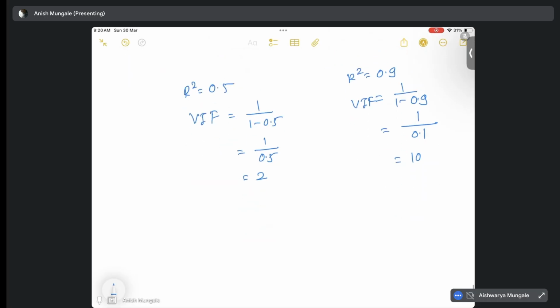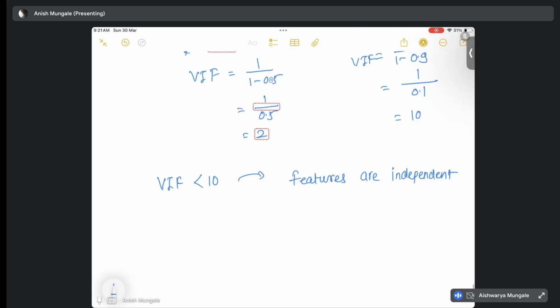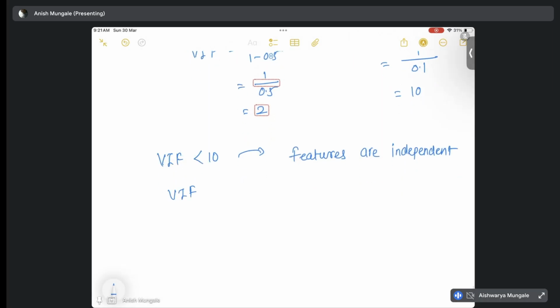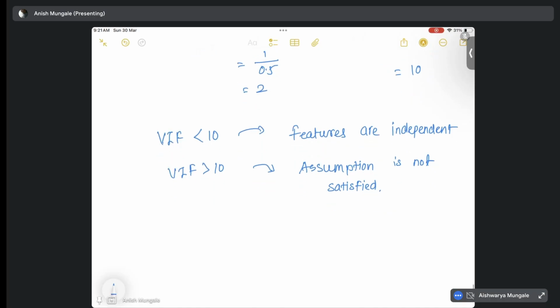So if VIF is less than 10, then we assume features are independent. And if VIF is greater than 10, then we say the assumption is not satisfied. Okay. Clear?